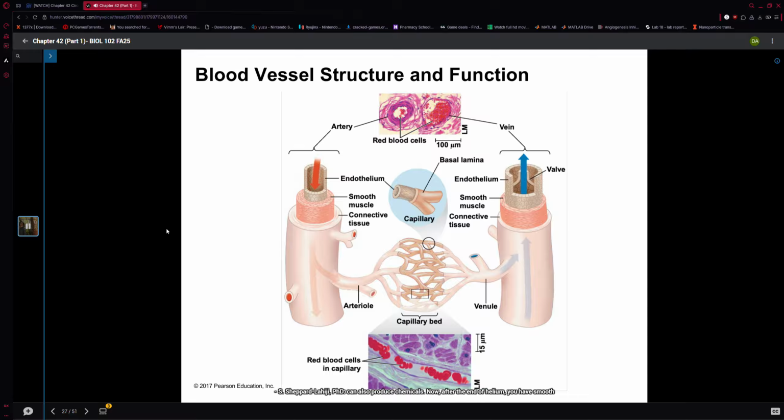Now, after the endothelium, you have smooth muscle, and you can see that there is a difference between the amount of smooth muscle seen in the artery side versus the vein side.